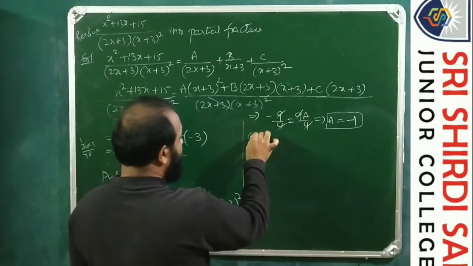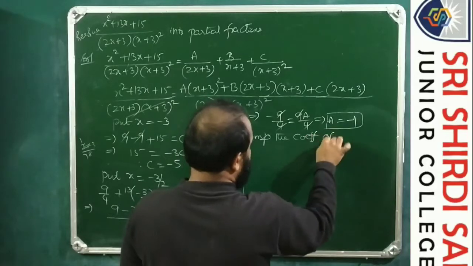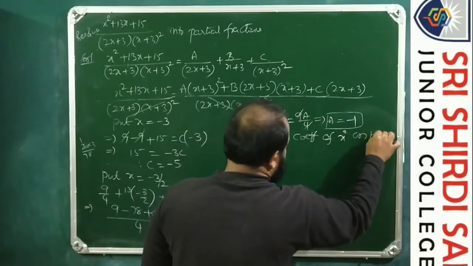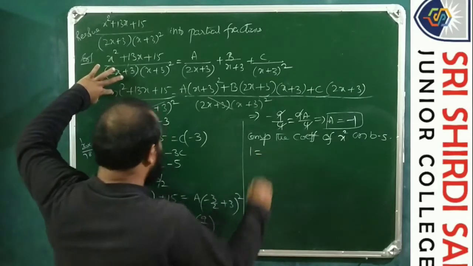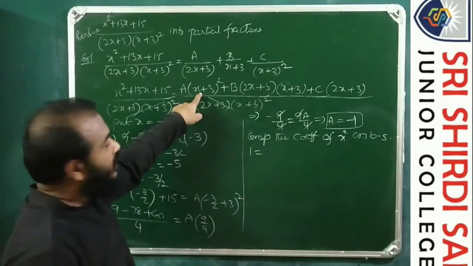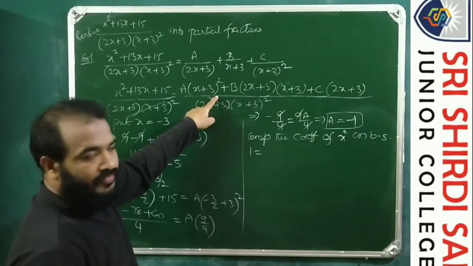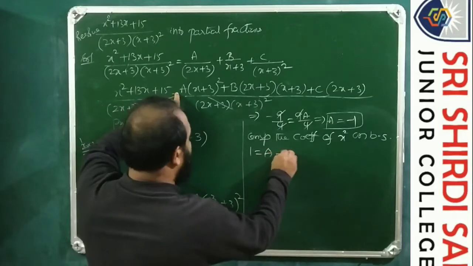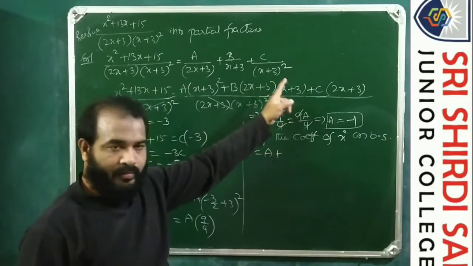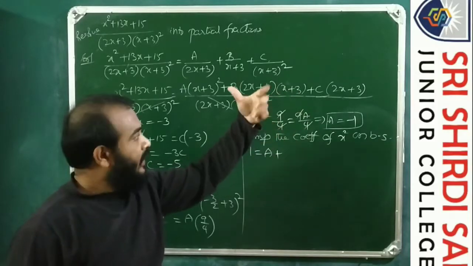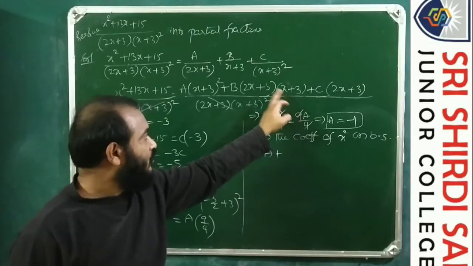Now comparing the coefficients of x square on both sides. So here the coefficient of x square is 1. Here on expansion, x square plus 6x plus 9. So the coefficient of x square is A plus. Now this is 2x into x, 2x square. So the remaining terms are the x and constants. So 2x into x, 2x square. X square coefficient is 2B.